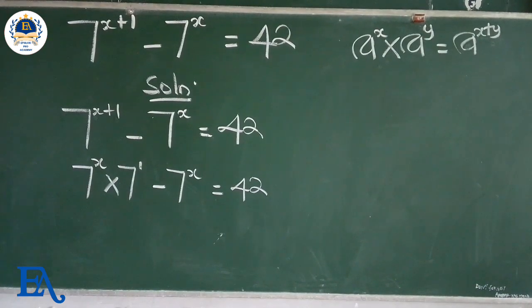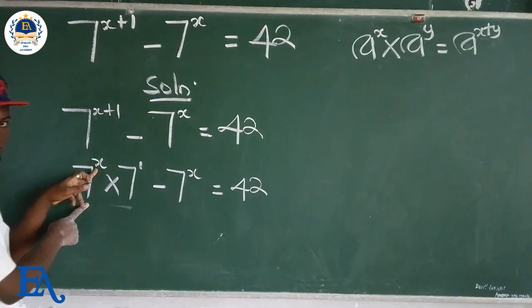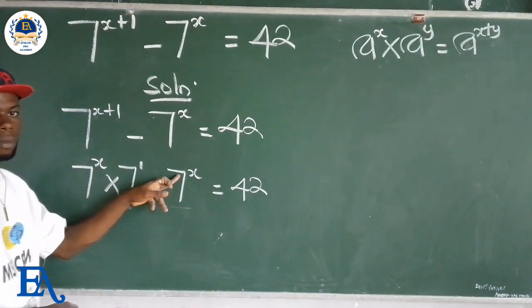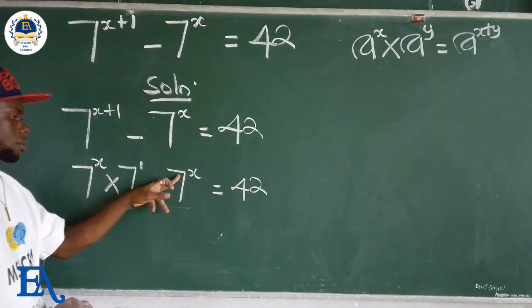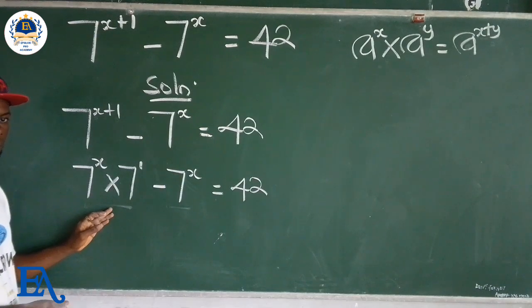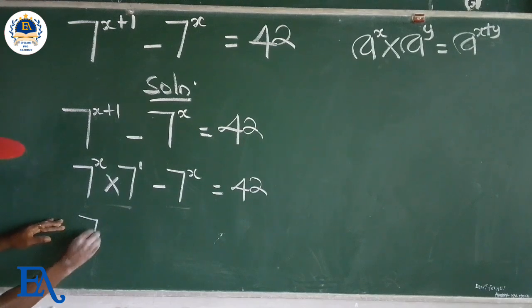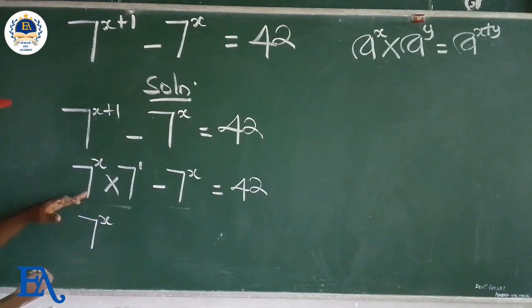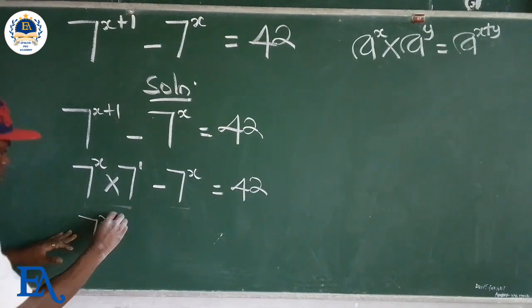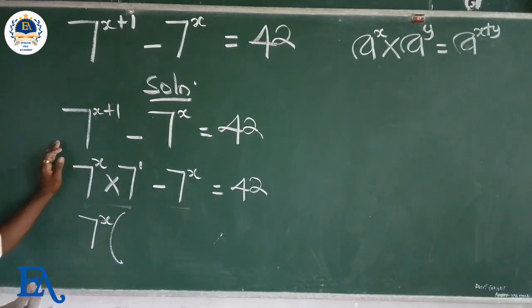Alright, so the next is 7 raised to the power of x is in this term, and 7 raised to the power of x is also in this term. Does it mean that it is possible to factor out 7 raised to the power of x? Yes. So 7 raised to the power of x, since it appears over here, also here, that is to say 7 raised to the power of x is the common factor.